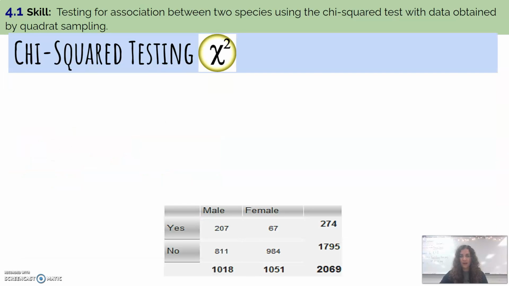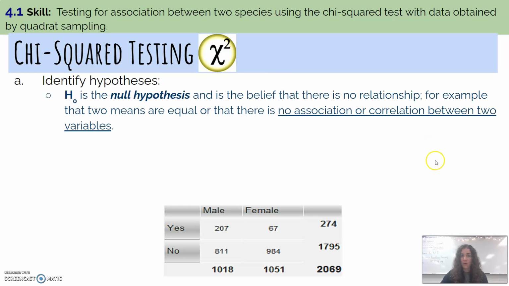chi-squared test. Chi-squared testing is basically a way to check if something is statistically significant when discussing the results of an experiment. The first thing you need to do is identify the two hypotheses. You have the null hypothesis, which is H with a little sub-zero, and that is the belief that there is no relationship.